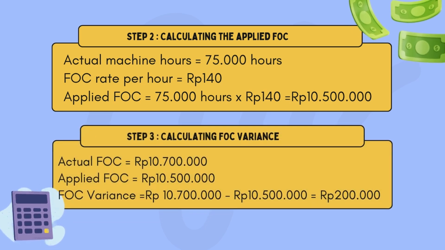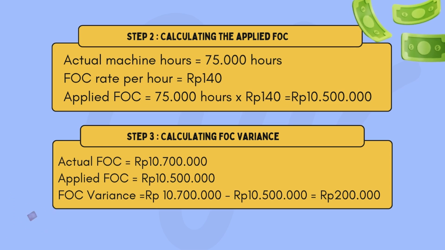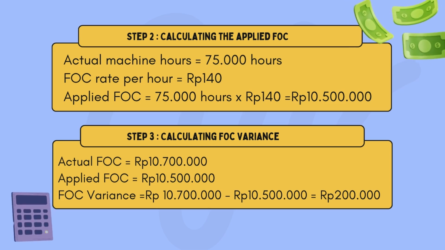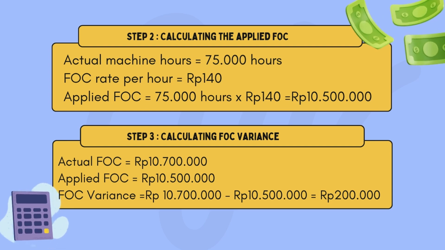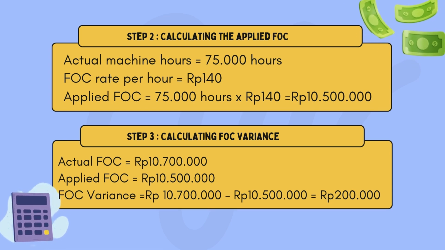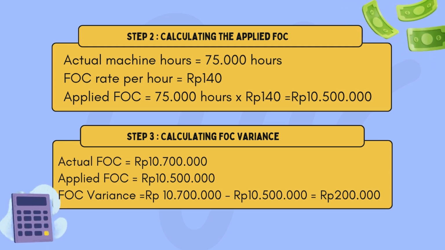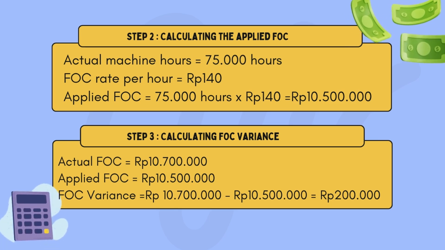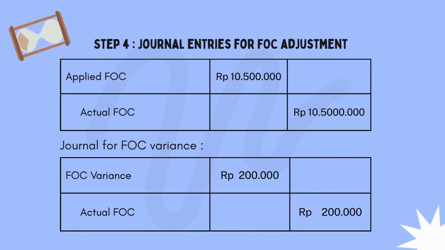Step 3. Calculating FOC variance. Next, we compare the actual FOC with the applied FOC. The actual FOC incurred is 10,700,000 Indonesian rupiah, while applied FOC is 10,500,000 Indonesian rupiah. The difference is 200,000 Indonesian rupiah. Since the actual cost is higher than the applied, this results in an unfavorable variance.